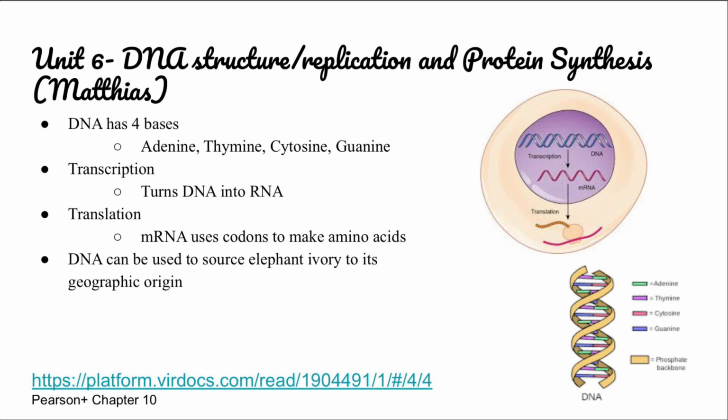DNA contains four nitrogen bases: adenine, thymine, cytosine, and guanine. During transcription, DNA is copied into RNA. Then, in translation, mRNA codons are used to build amino acids and form proteins. In our gel electrophoresis lab, we use DNA analysis to trace elephant ivory back to its geographic origin, helping fight illegal poaching and wildlife tracking.